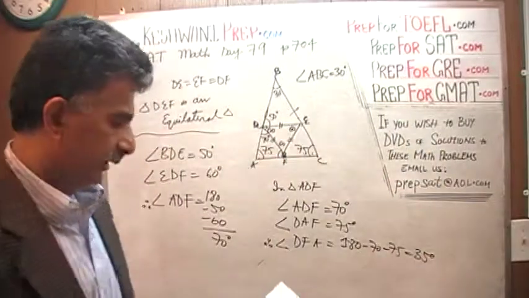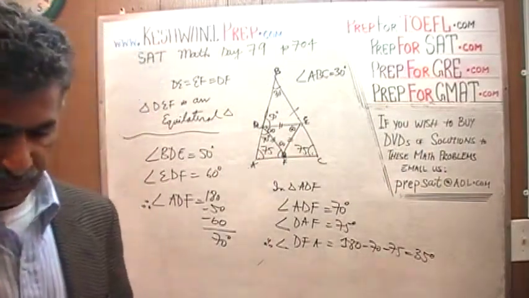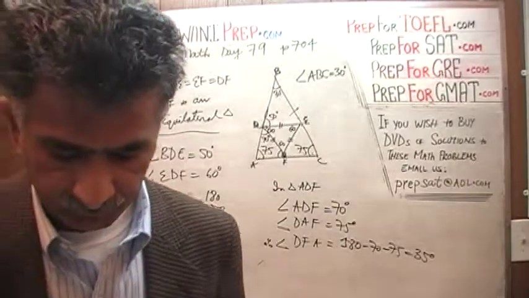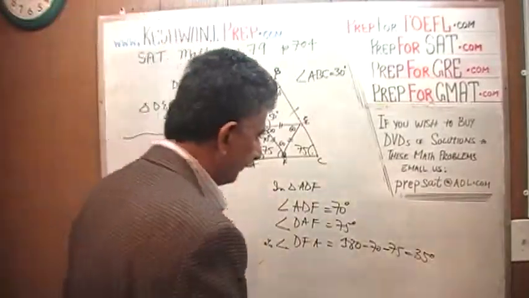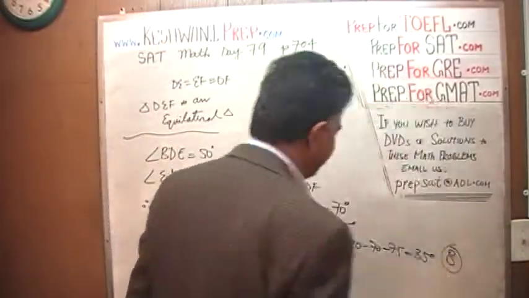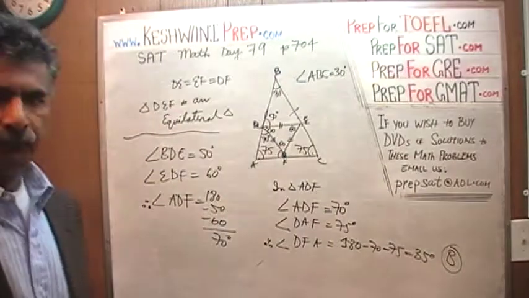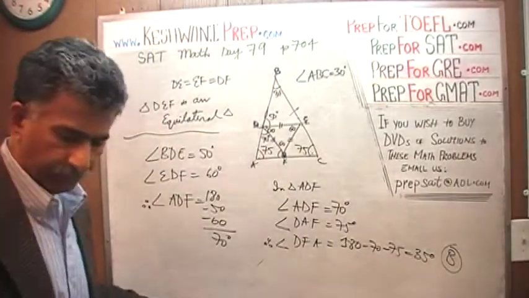There we go. By golly, you finally got it. It is 35 degrees. The answer is B. Do you understand? That's all.